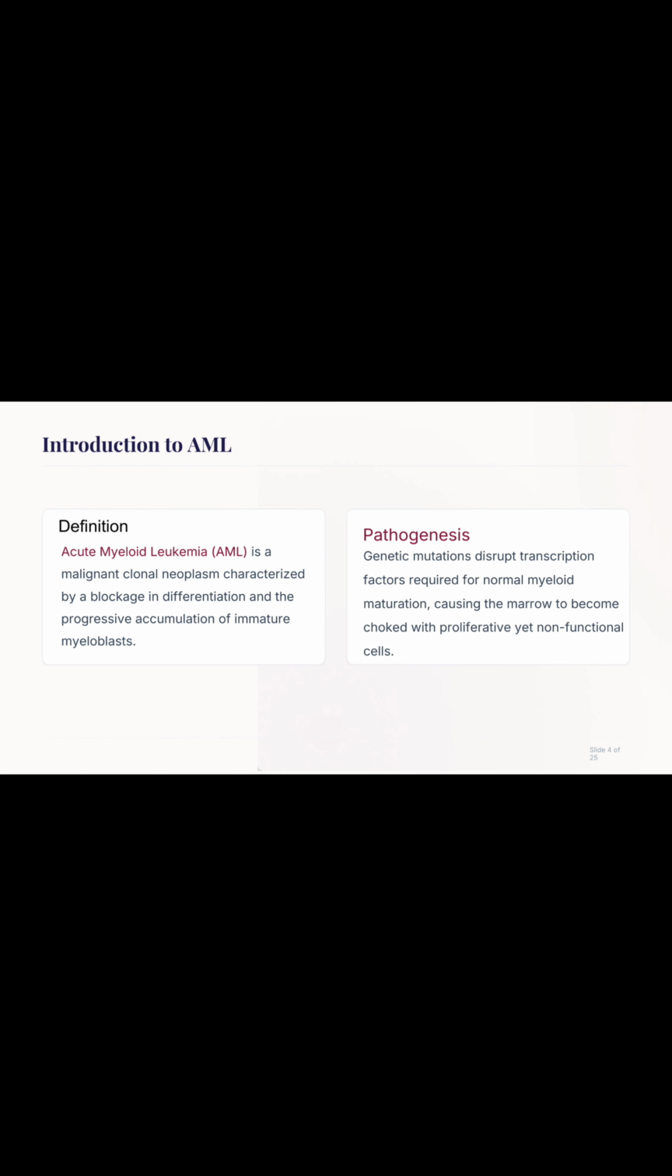Introduction to AML. Definition: acute myeloid leukemia, or AML, is a malignant clonal neoplasm characterized by a blockage in differentiation and the progressive accumulation of immature myeloblasts. Pathogenesis of AML: genetic mutations disrupt transcription factors required for normal myeloid maturation, causing the marrow to become choked with proliferative yet non-functional cells.